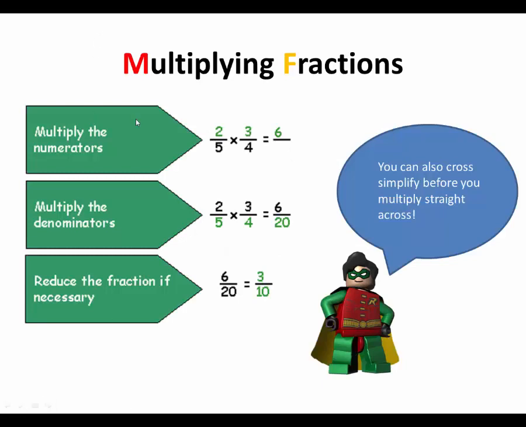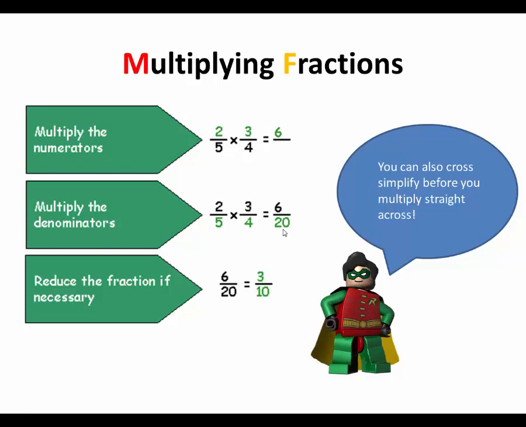So again, in your notes, I would like you to take these notes down. These are the steps on multiplying fractions. Your first step that you're going to put down is you're going to multiply the numerators, and that's multiplying straight across. So as you can see, they multiplied 2 times 3, which gave them 6 as their new numerator. And then we multiply the denominators, 5 times 4, and again, that gave them the new denominator of 20.